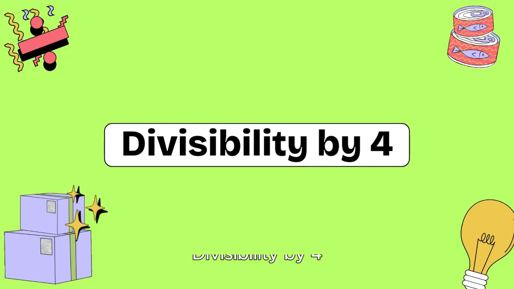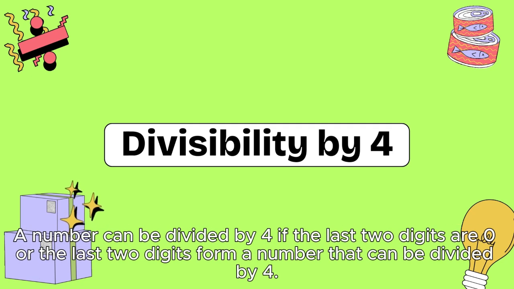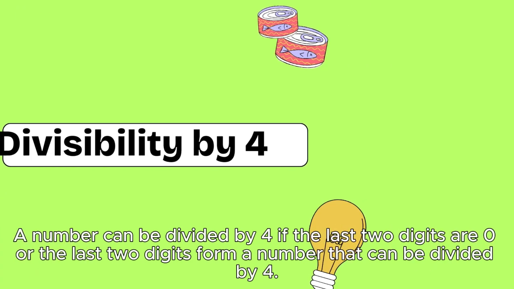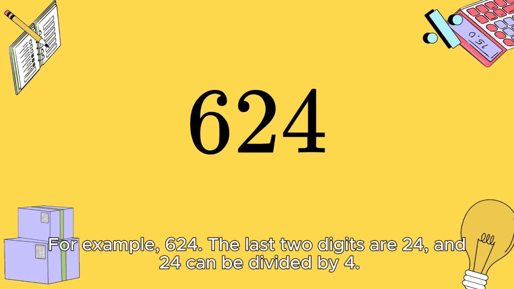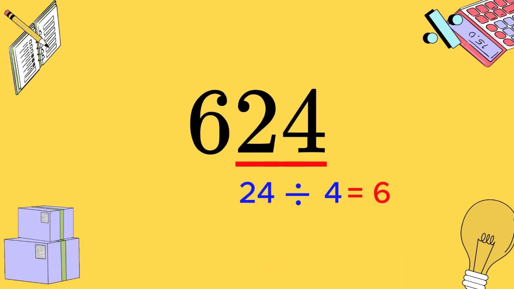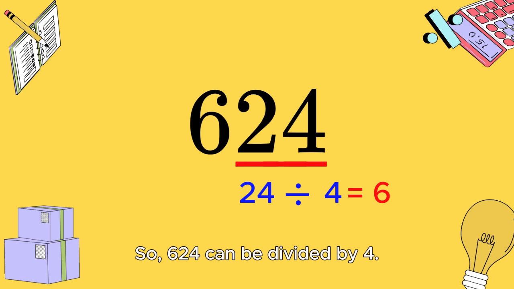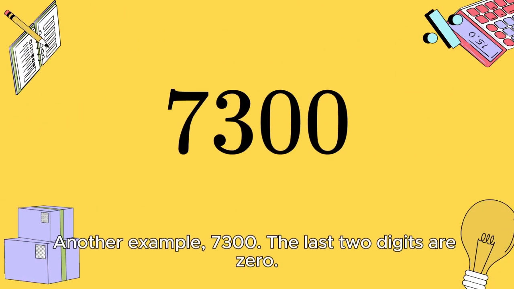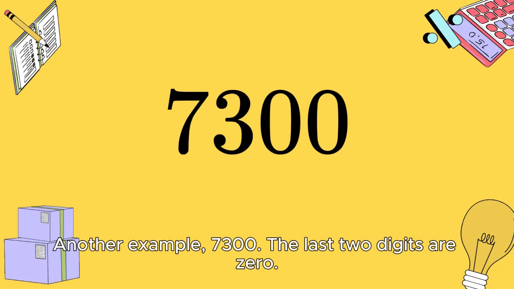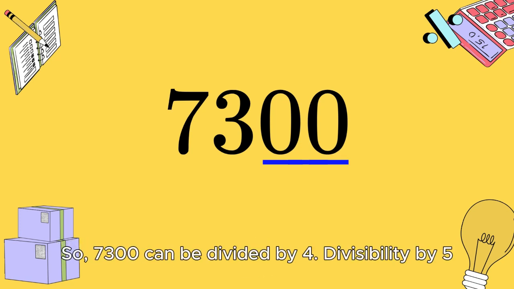Divisibility by 4. A number can be divided by 4 if the last two digits are 0 or the last two digits form a number that can be divided by 4. For example, 624. The last two digits are 24 and 24 can be divided by 4. So 624 can be divided by 4. Another example, 7,300. The last two digits are 0. So 7,300 can be divided by 4.